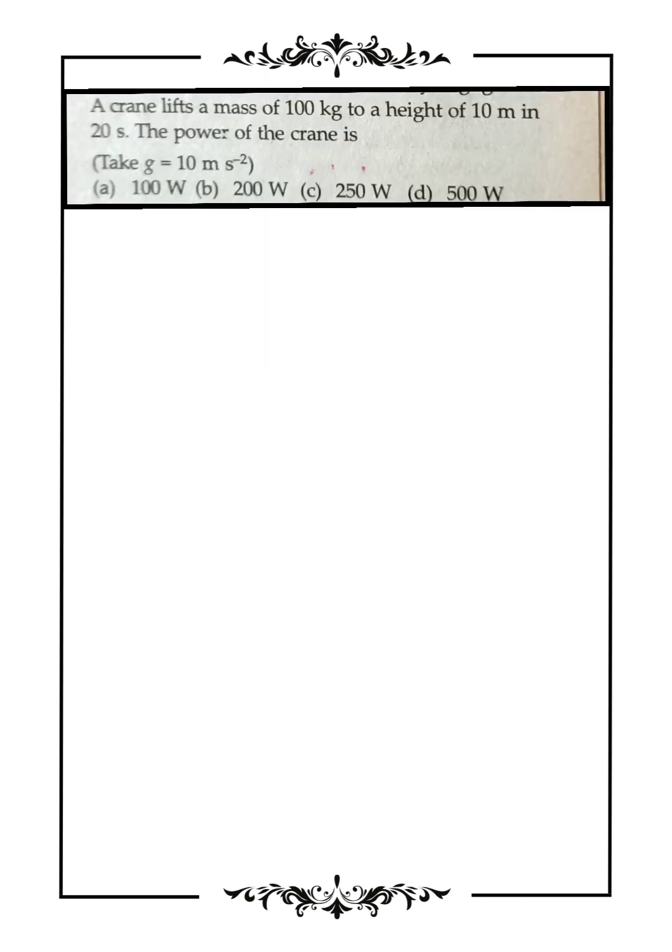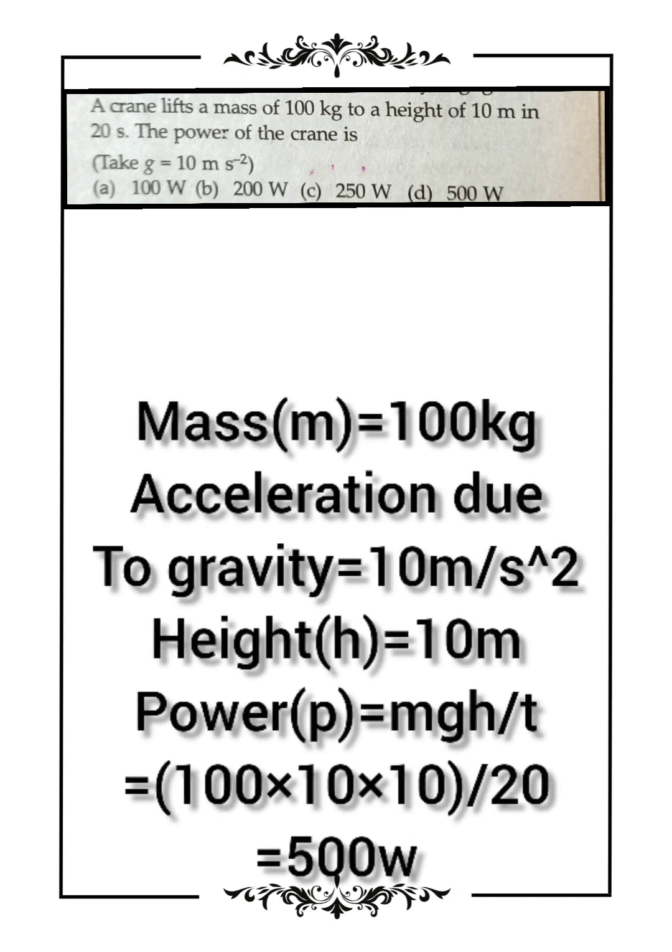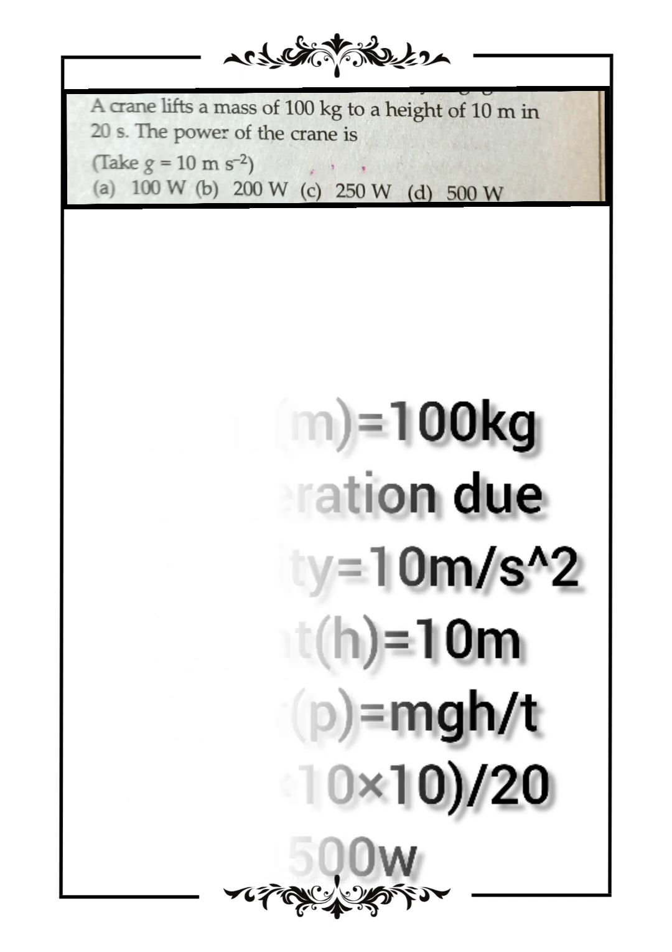A crane lifts a mass of 100 kg to a height of 10 meters in 20 seconds. The power of the crane is? Here the mass to be lifted is 100 kg. Acceleration due to gravity is given by 10 meters per second squared. Therefore, power can be calculated by using the formula P is equal to mgh by t. Power P is equal to 100 × 10 × 10 by 20, that is equal to 500 watts.